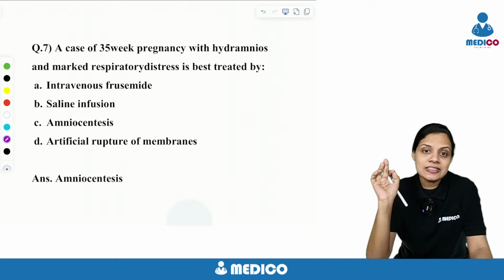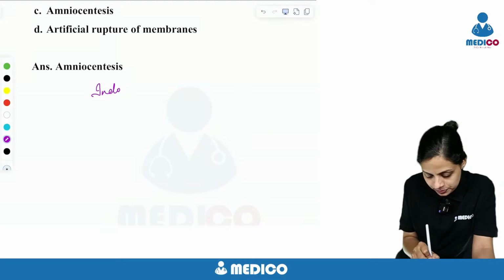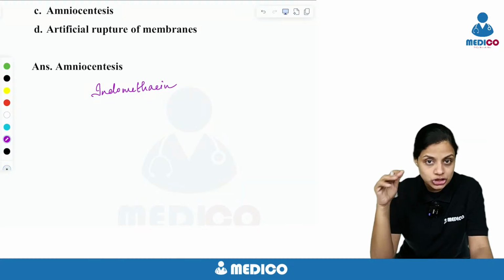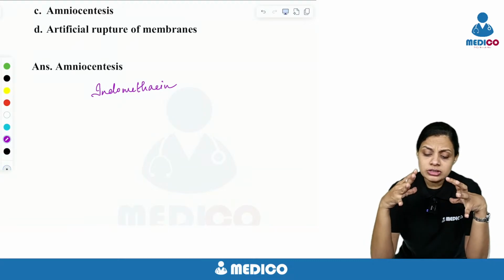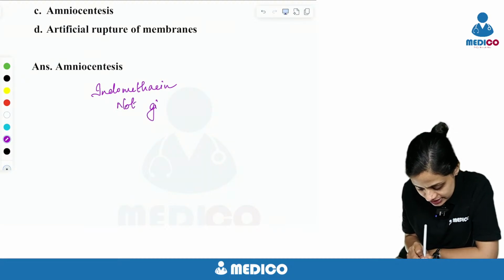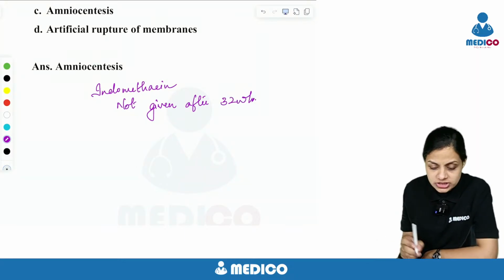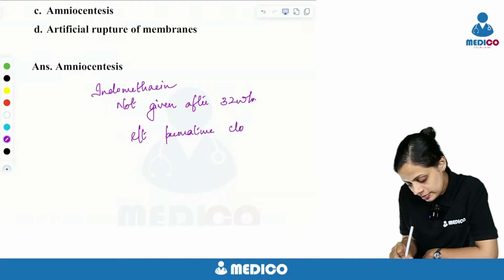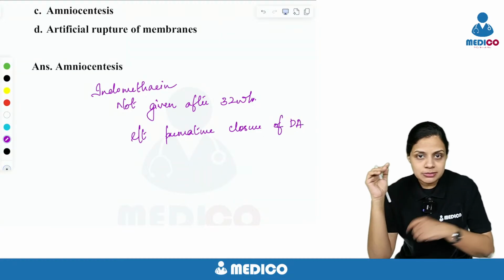Now, which is the drug that can help in the treatment of polyhydramnios? The drug is indomethacin, which is a prostaglandin synthase inhibitor, as you know. But how long will you give it? This cannot be given after 32 weeks. Why? What can it cause? It can lead to the premature closure of the ductus arteriosus. Okay, so that is about indomethacin.